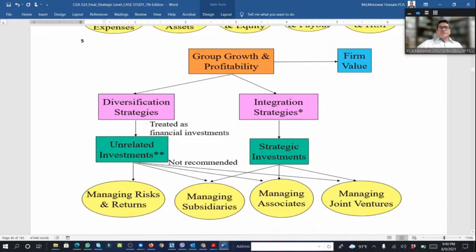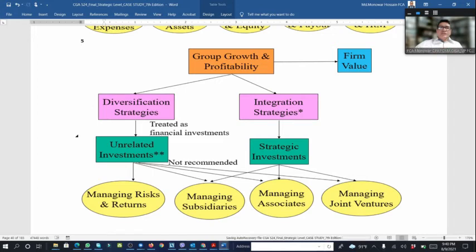Diversification strategy means unrelated investment. Sometimes you have one line, but if you add another item, another product, another line, that would be your diversification. Here it is treated as financial investment. For example, if at this moment you are in a chemical company and you go into garments, it is also diversification. If the business is a success, the firm value will increase, but if it fails, it will decrease.